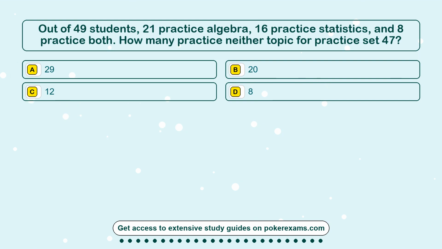Question 24. Out of 49 students, 21 practice algebra, 16 practice statistics, and 8 practice both. How many practice neither topic for practice set 47? Option A 29. Option B 20. Option C 12. Option D 8.